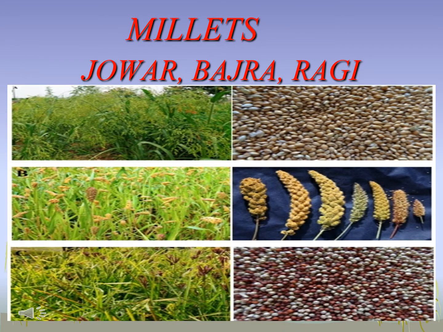The next food crop is the millets. Millets or coarse grains include jowar, bajra, and ragi. As you can see in this picture, the first one is jowar, the second is bajra, and the third one is ragi. They all together make the millets. And Rajasthan, Bihar, Gujarat, Karnataka, and Andhra Pradesh are the main producers of these grains. And India is the world's largest producer and consumer of pulses.